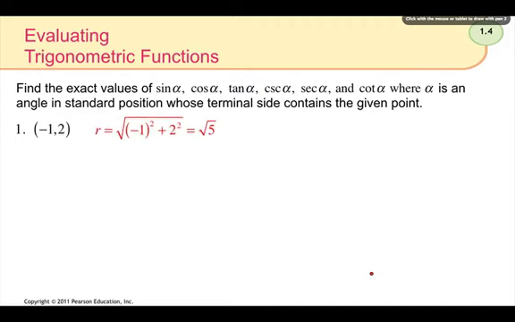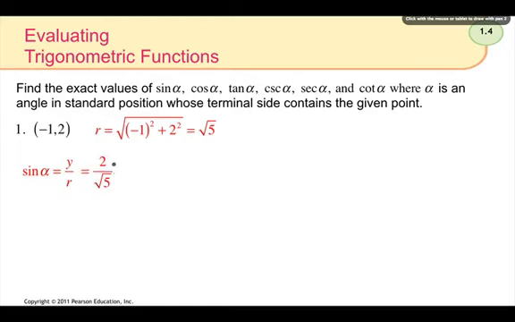So first I'm going to be finding r, and I use the formula on the previous slide. In class I can clarify where that formula comes from. So we get radical 5 for r. So sine of alpha is equal to the y value over the r. Here's the y value, here's the radius or the r, which is 2 over radical 5.